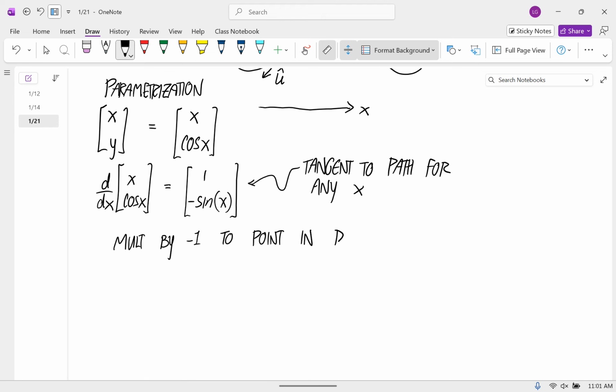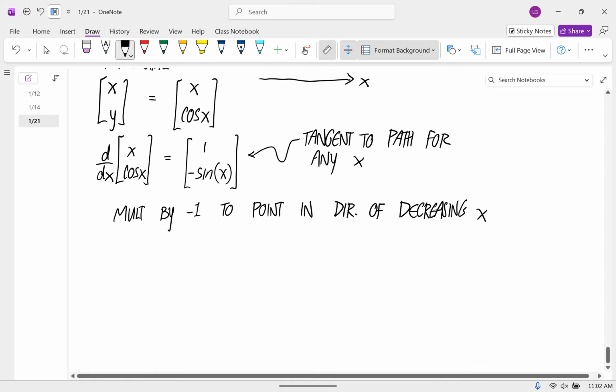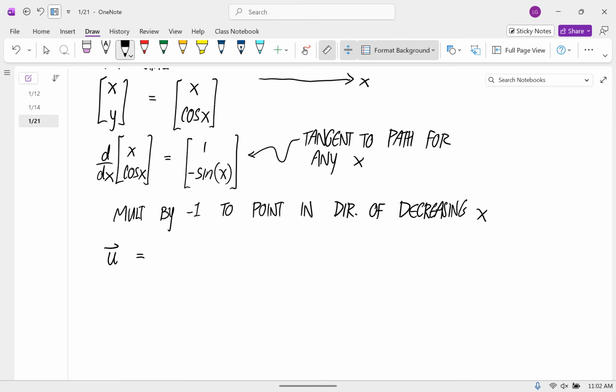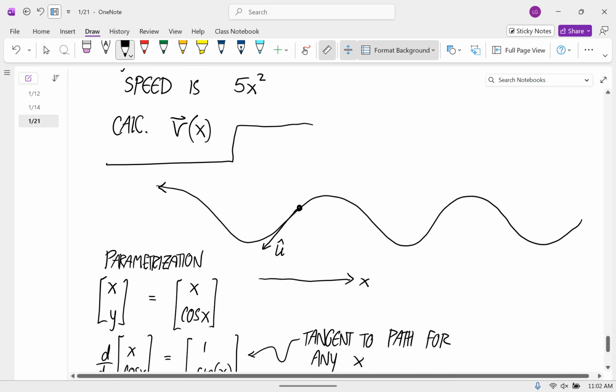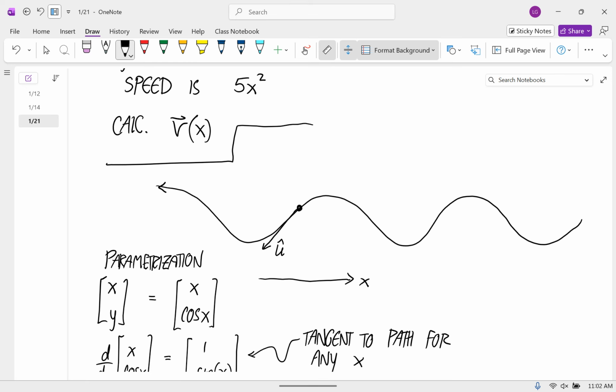To make it point in the direction of decreasing X. So our vector that's in the right direction, I'm going to call it U vector without the unit vector symbol over the top, is now going to be -1, positive sine of X. And is that the vector that you drew on the sine? This U hat, yeah, that is in this direction now. So we're getting there, but it has a length that's not 1.